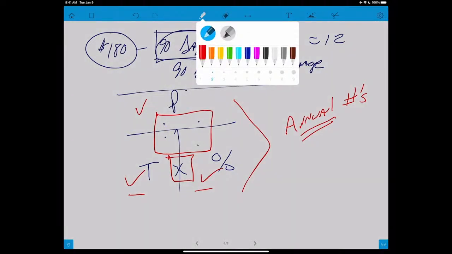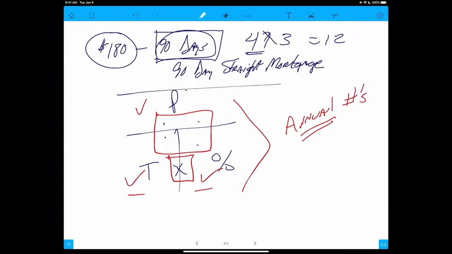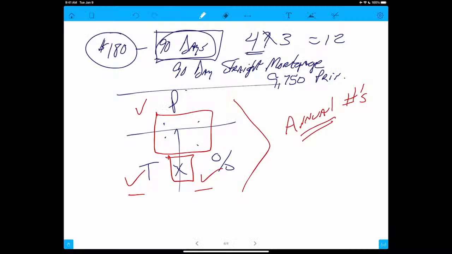Now, the rest of this problem does give us the fact that there was a $9,750 principal. Interesting that they use the word principal as the same thing as a mortgage. So you've got to know these terminologies and definitions. They can really mess you up sometimes if you're not careful. So we have $9,750 principal. That's the loan. We're paying $180 every 90 days.